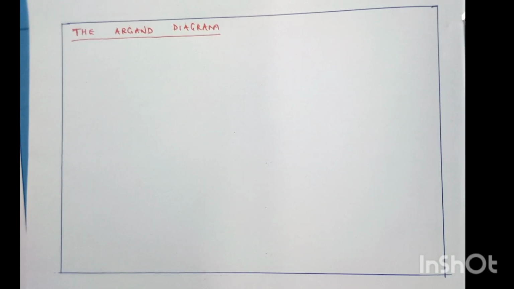Today we are going to look at a concept that basically entails the Argand diagram. This is a follow-up topic from the concept of complex numbers we discussed in our first video. We said that we have different types of equations, and one of them was what we referred to as quadratic equations.